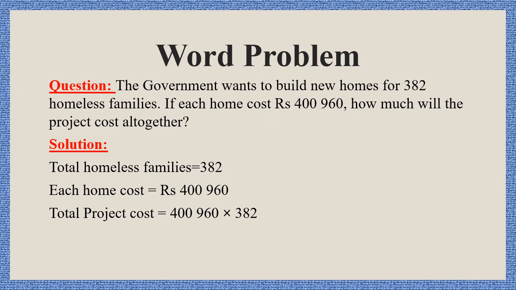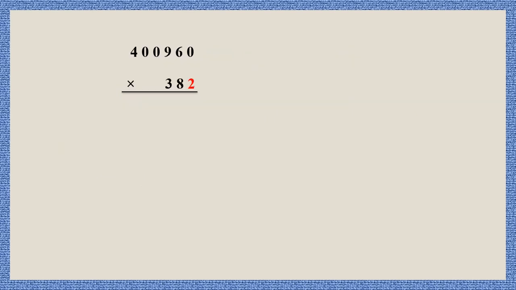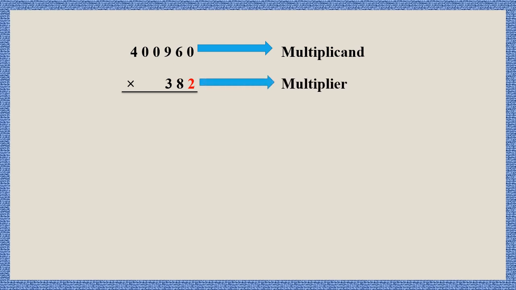In order to find the total cost of the project, we will multiply these two numbers. We will multiply because whenever we are given the cost of one thing and we have to find the cost of several things, we use the multiplication operator. So let's start multiplying these two numbers. The number 400,960 is called the multiplicand and 382 is called the multiplier.